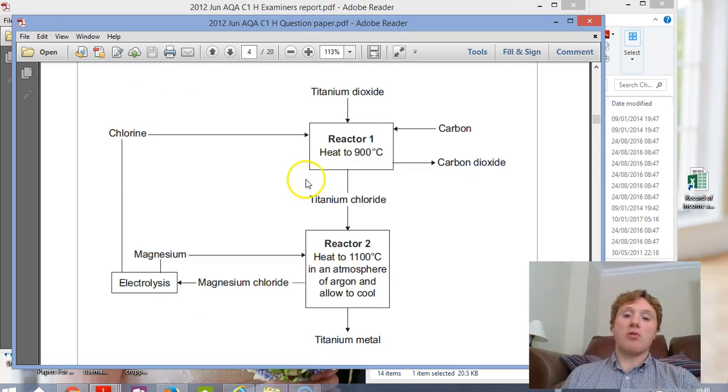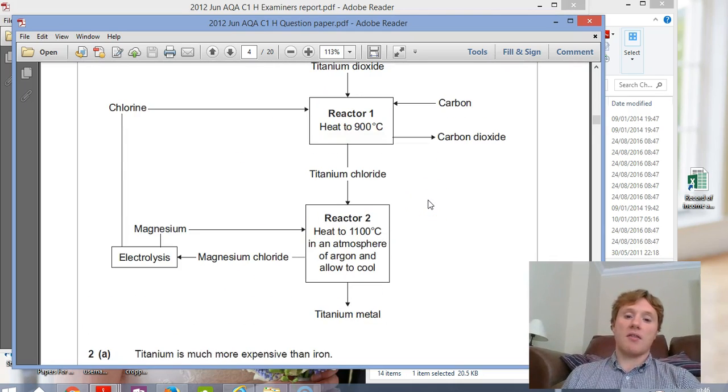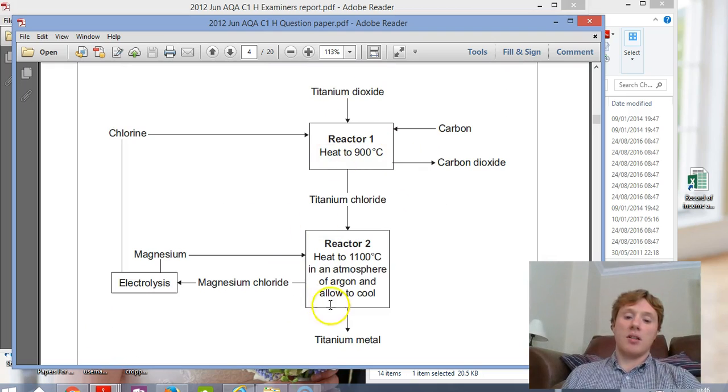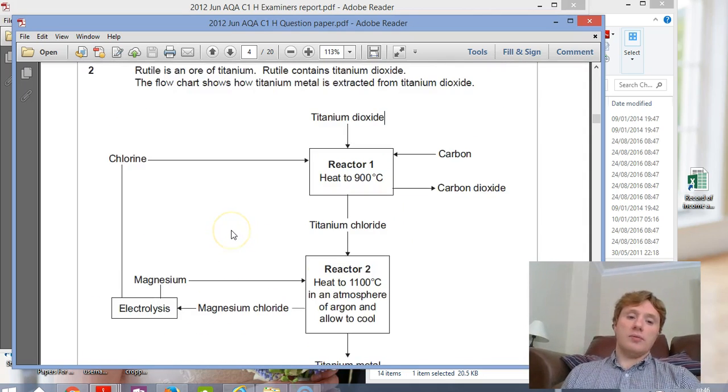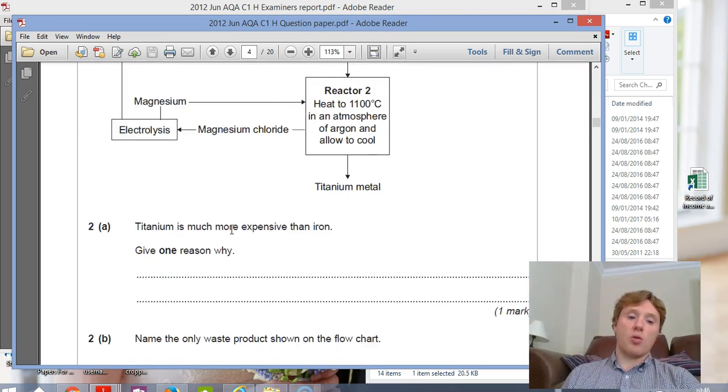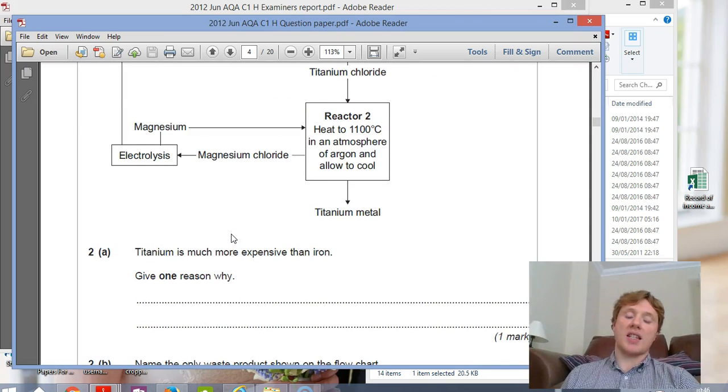So what have you got here? You've got the method of creating titanium from titanium dioxide. Okay, so there's a small bit about this in the textbook on the specification. Just that you need to react it with chlorine and then magnesium. Okay, so the first question is all about why is titanium more expensive than iron?